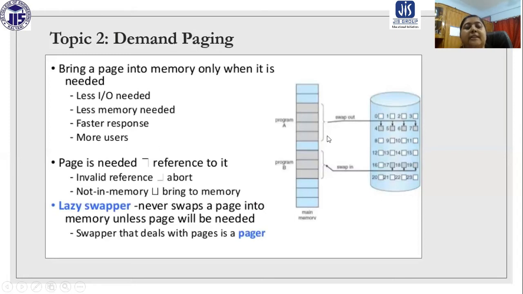Okay, so a lazy swapper is used for that. It never swaps a page into memory unless the page will be needed. For this reason, this is called a lazy swapper. So whenever the page is needed, only then it is going to be loaded in the memory. And a swapper that deals with pages is a pager.